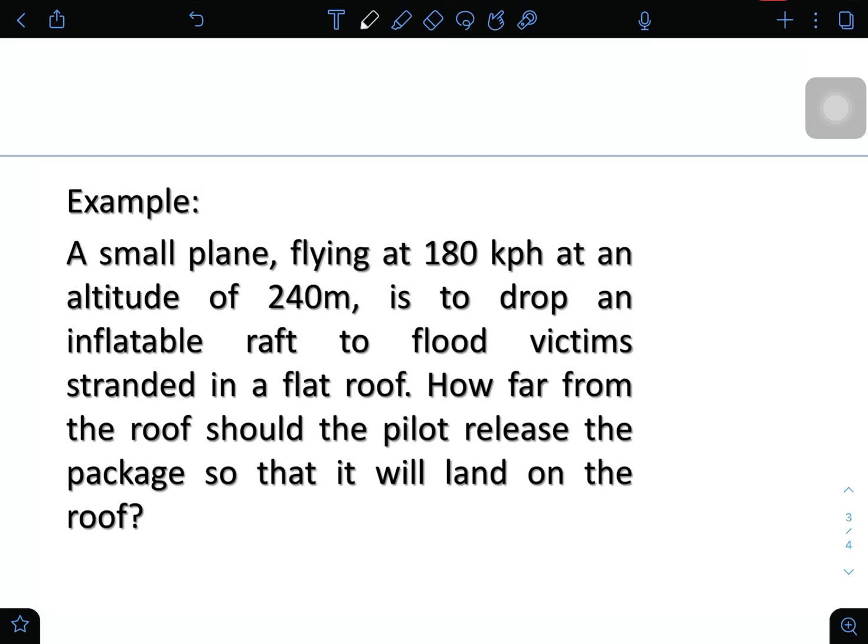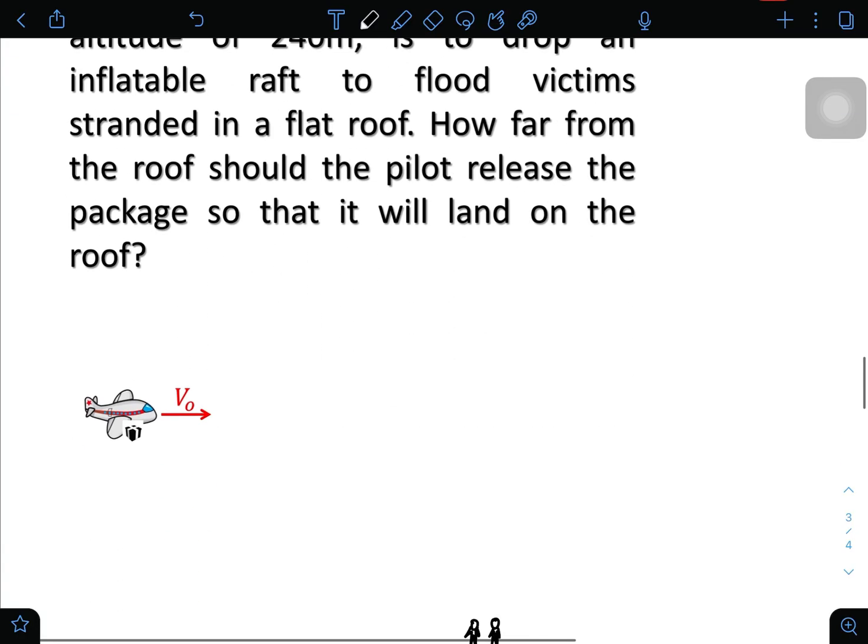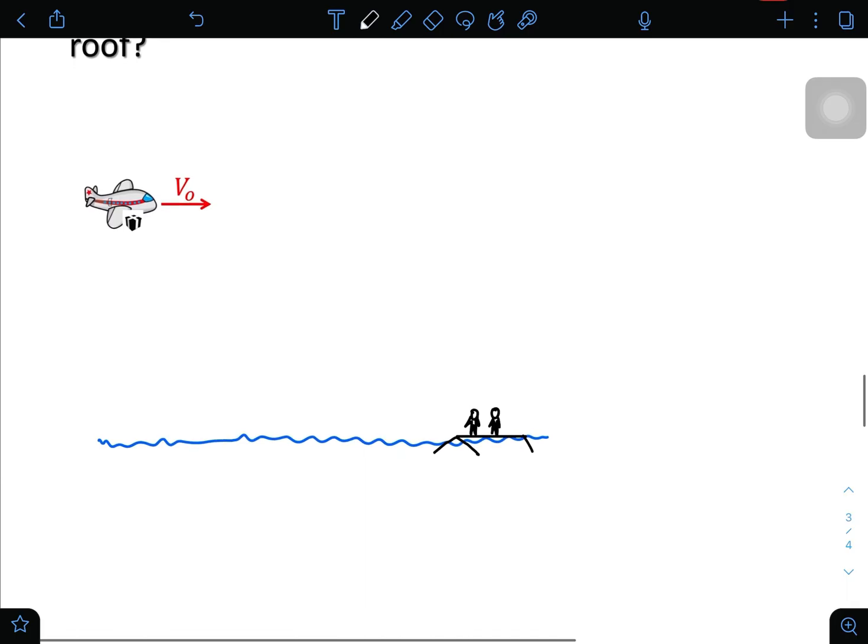Okay, we have this next example. A small plane flying at 180 kilometers per hour at an altitude of 240 meters is to drop an inflatable raft to flood victims stranded on a flat roof. How far from the roof should a pilot release the package so that it will land on the roof?